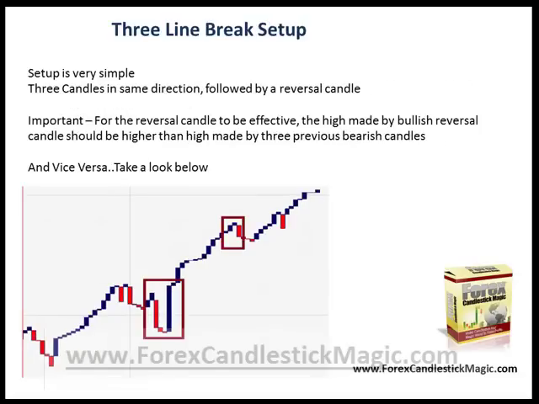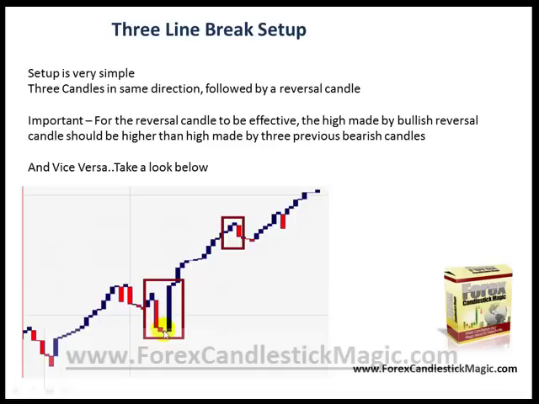Now, what is the three-line break setup? The setup is very simple. The concept is very simple. What it says is that there have to be three candles which have moved in a single direction. Like in this example, if you see here, there is a red bar which is indicating the price has come down, another red bar, and followed by another red bar.